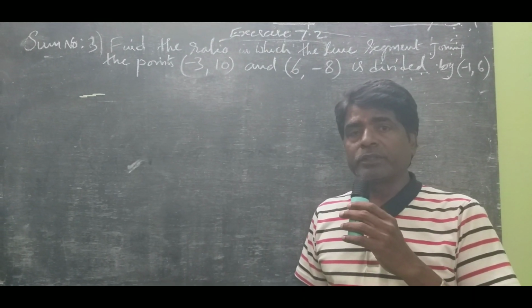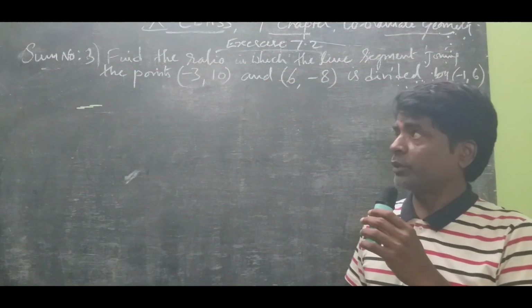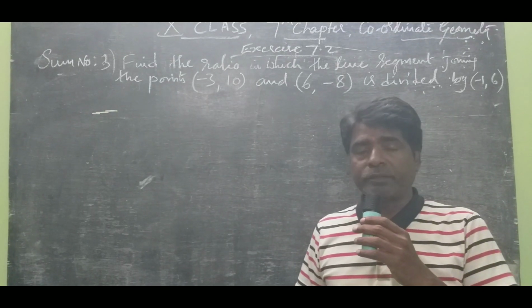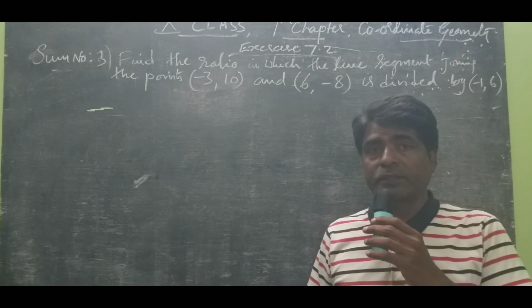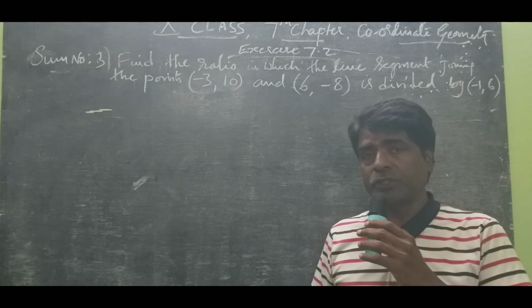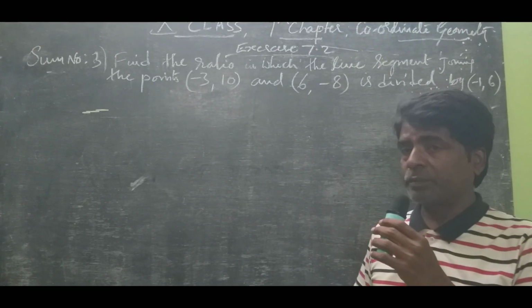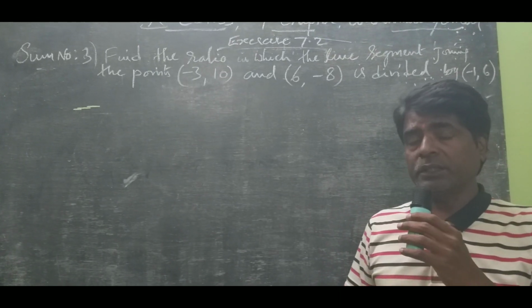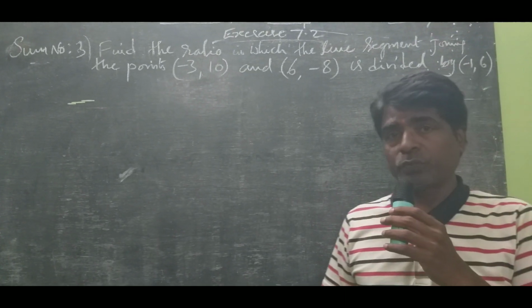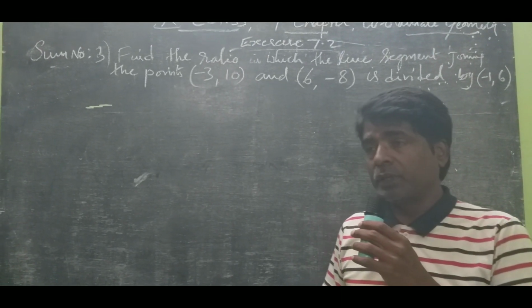Today I am continuing with the coordinate geometry 7.2 exercise. In my previous videos, I have already taught you first sum and second sum. Today I am going to teach you third sum from the same 7.2 exercise, wherein we are going to find the ratio. How to find the ratio?